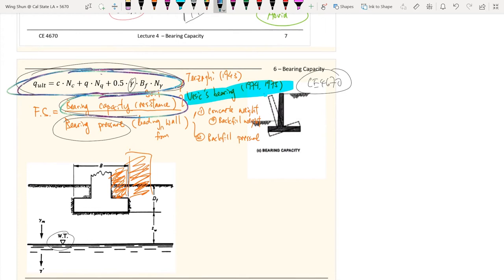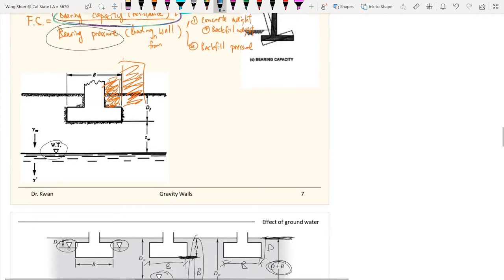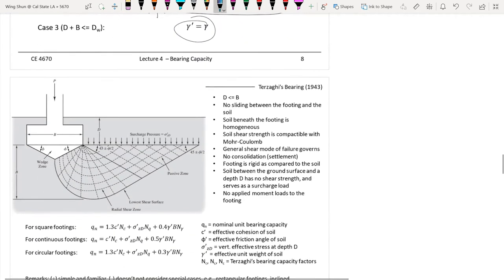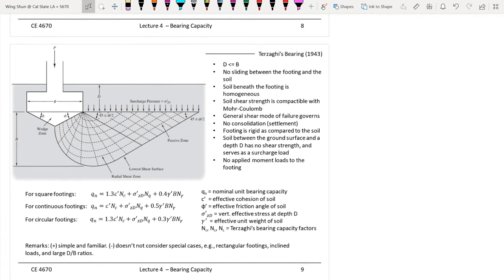To help you further review this, I highly recommend you go back to C467 or your undergrad foundation textbook. We call it the Terzaghi bearing capacity formulas, and be aware of all the limitations it has, because this method cannot take care of moment loads or inclined loading. It is a more simplified approach with a bunch of limitations.